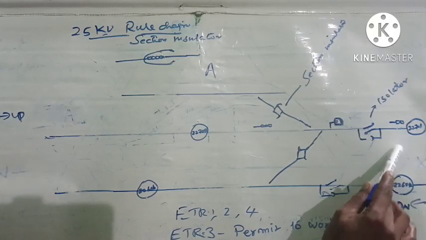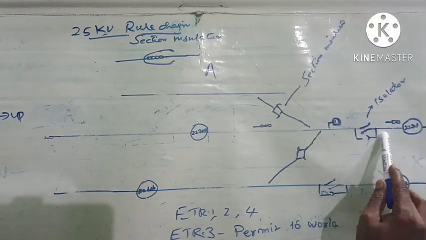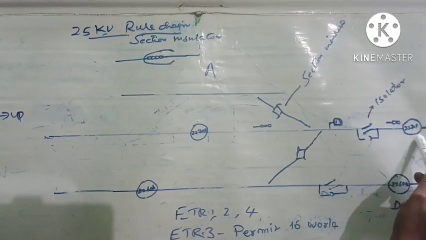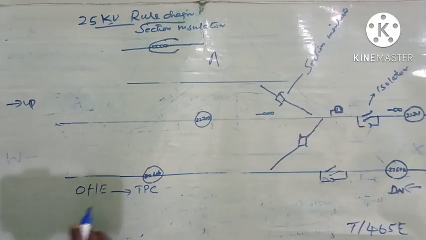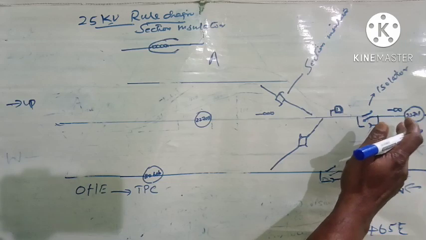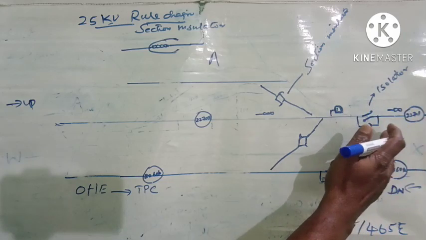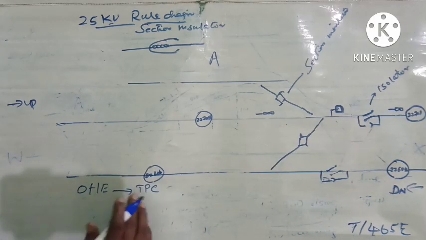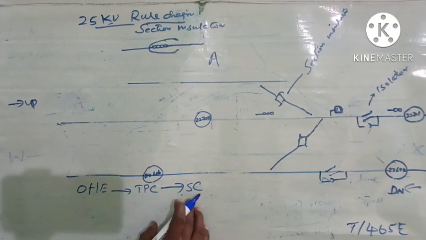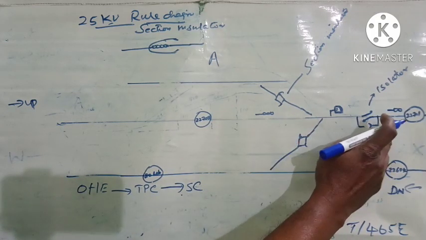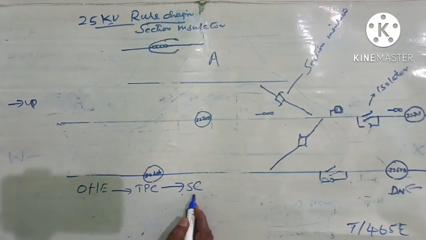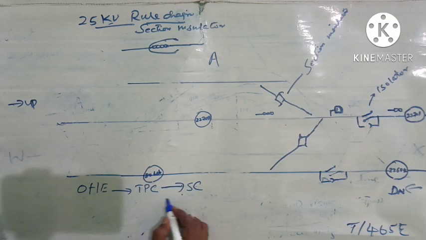Now the section engineer PWI will request OHE staff for blocking the power in this section, or blocking the power in 22701 elementary section. Now OHE official will seek power block from TPC. At elementary section 22701, power block is required for engineering work. That information will be given by OHE staff to TPC. Now the TPC will inform section controller that he is going to take power block in elementary section 22701. This information TPC will be giving to section controller. That communication will be in ETR-1.